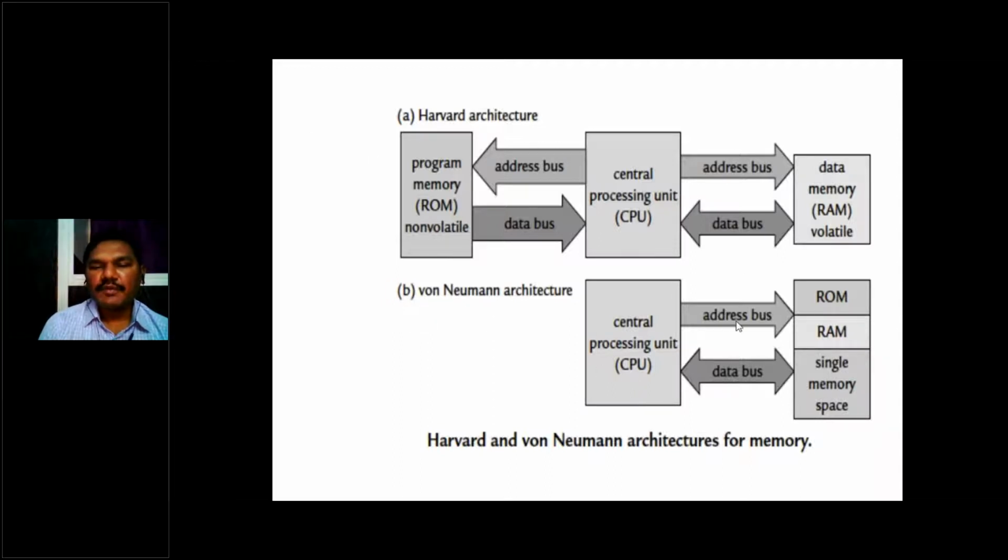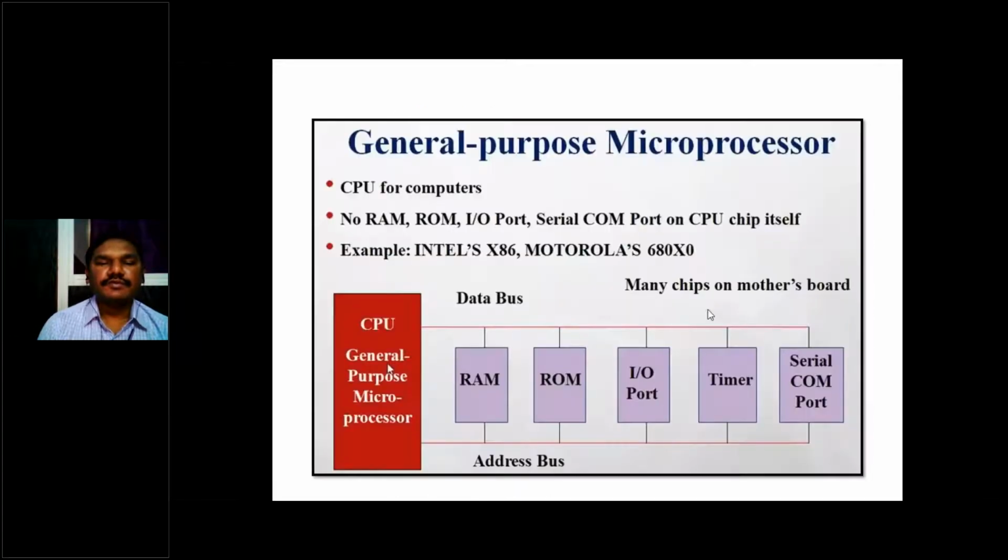In the case of Von Neumann architecture, RAM and ROM have only one address line and only one data line. But in the case of Harvard architecture, program memory and data memory are both separated and have their own address lines and data lines. So this is the main difference between Harvard architecture and Von Neumann architecture. So this is a microprocessor.